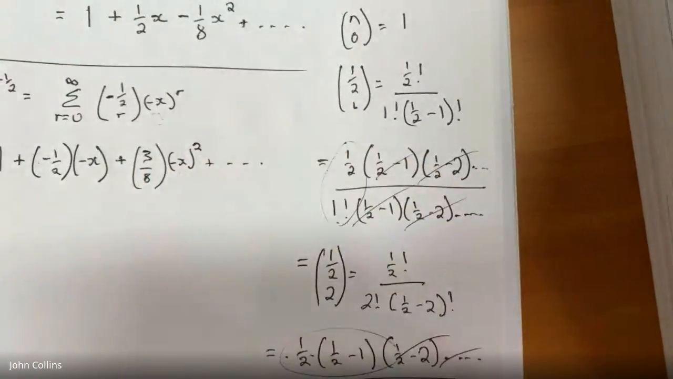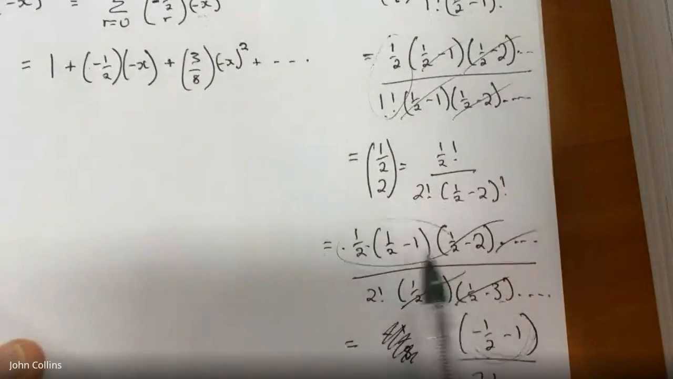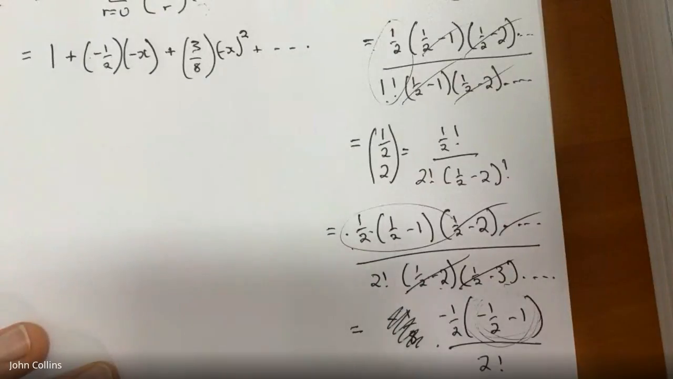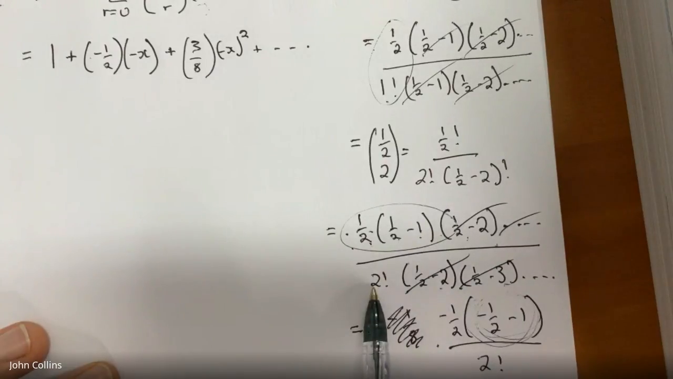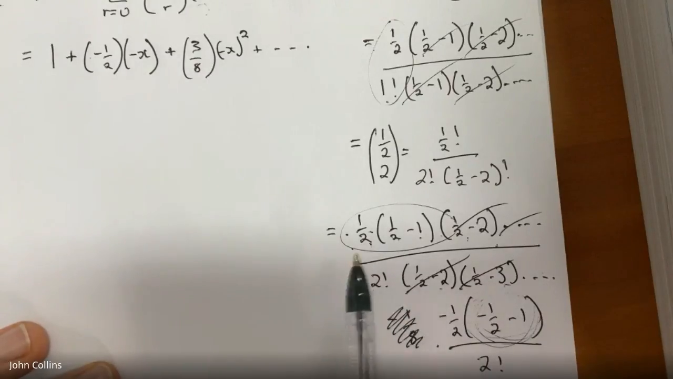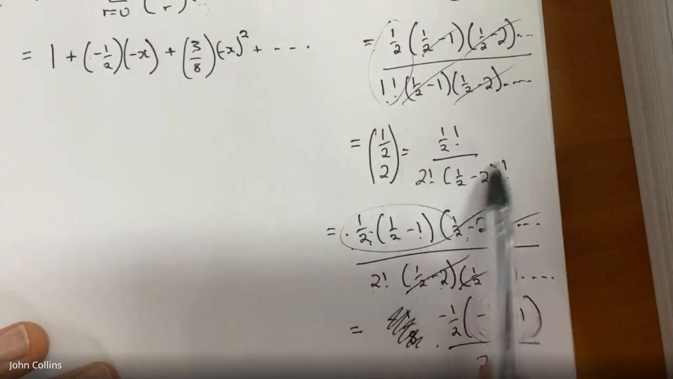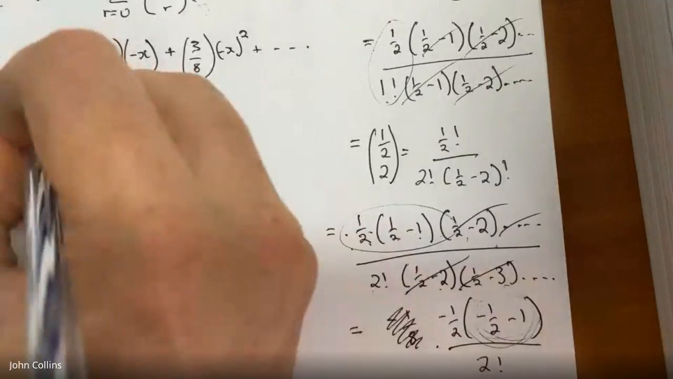You could go on if you needed more terms, and you can see the pattern here. It's going to be a half, a half minus 1 and a half minus 2, all over 3 factorial, because everything else would cancel out. I think that's in the book somewhere; they show that Newton proved that. You don't have to do this each time, but we only have this formula in our formula booklet, so we just apply this formula. Let's tidy this up.